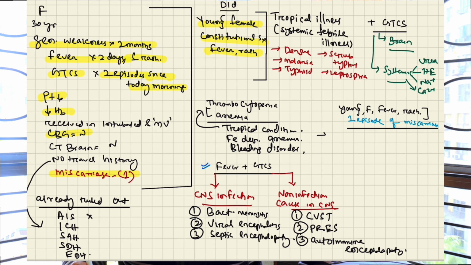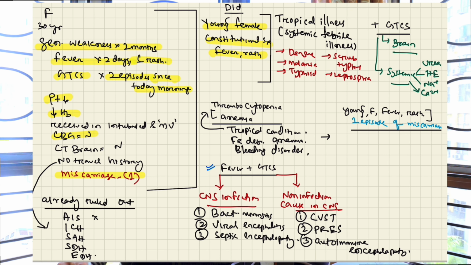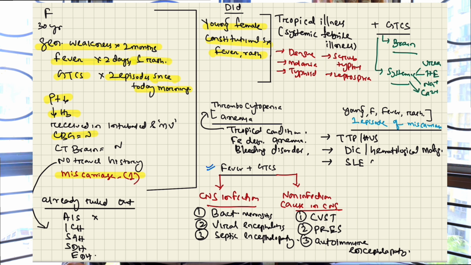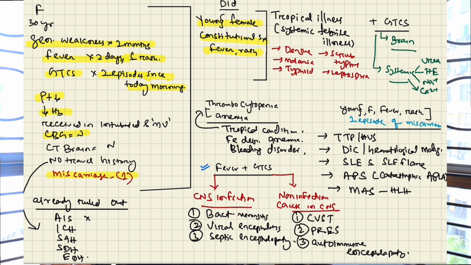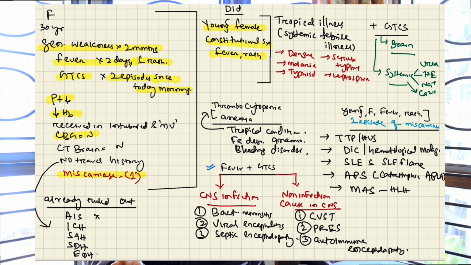So what are the autoimmune conditions this patient can have? This is very important. Number one, considering anemia, thrombocytopenia, fever, GTCS, the patient can have thrombotic microangiopathies like TTP or HUS, right? The patient can have hematological conditions like DIC or hematological malignancy. The patient had a history of miscarriage, so the patient can have SLE with SLE flare, antiphospholipid syndrome, or catastrophic APLA. The patient can have hemophagocytic lymphohistiocytosis, right? And of course, there are some other conditions that have to be looked at here.